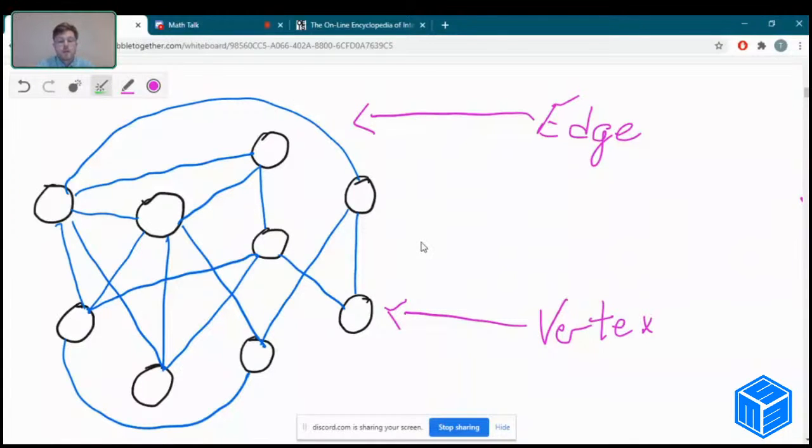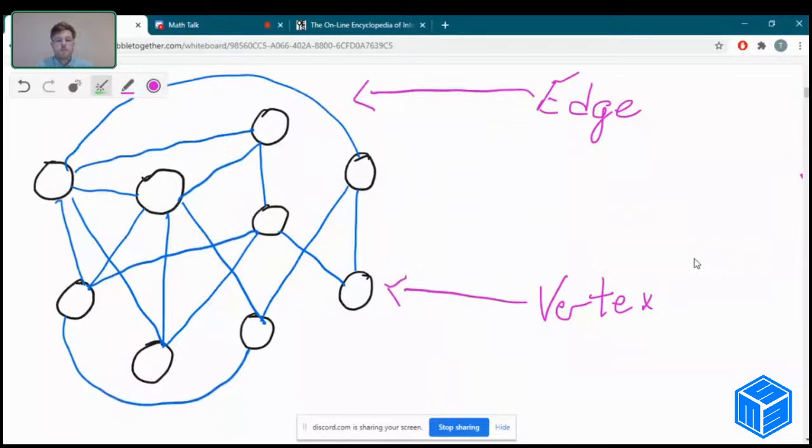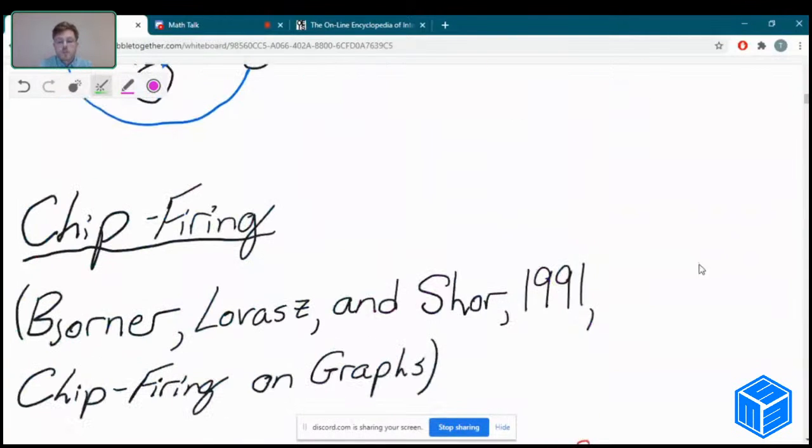Today, what we're going to be talking about is chip firing. So I'm going to try scrolling here. So chip firing on graphs was introduced, I think in the 80s, but this is a good paper from 1991 that will give you the introduction by Bjorner, Lovasz, and Shor.